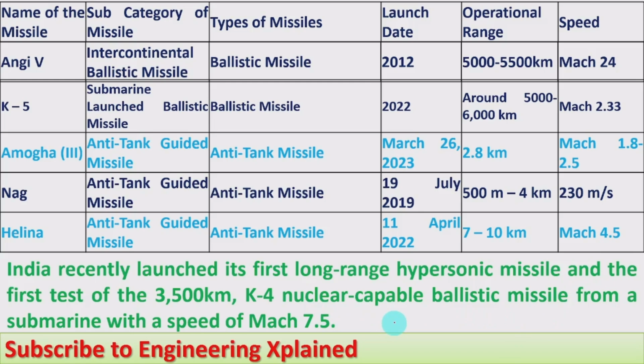And here is what India recently launched. India recently launched its first long range hypersonic missile, the first test of the 3500 kilometer K4 nuclear capable ballistic missile from a submarine with the speed of Mach 7.5. Later onwards we will come to know what the developments are.